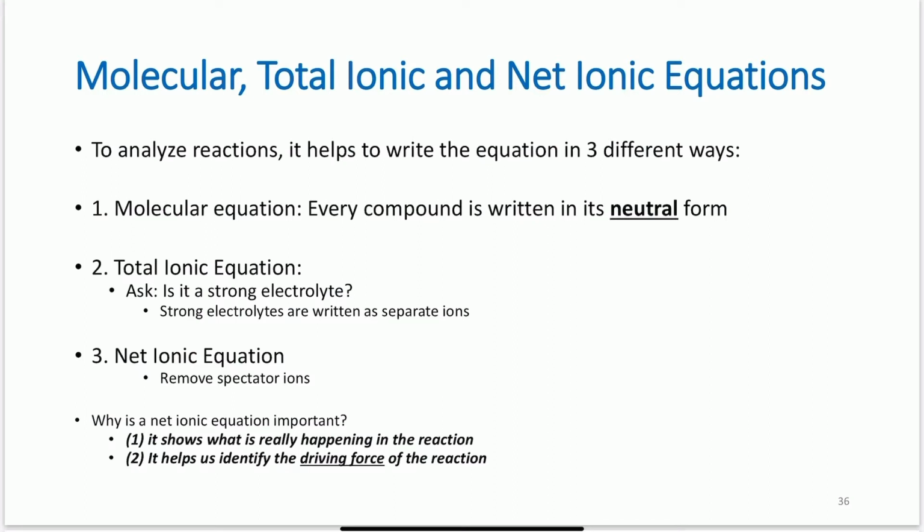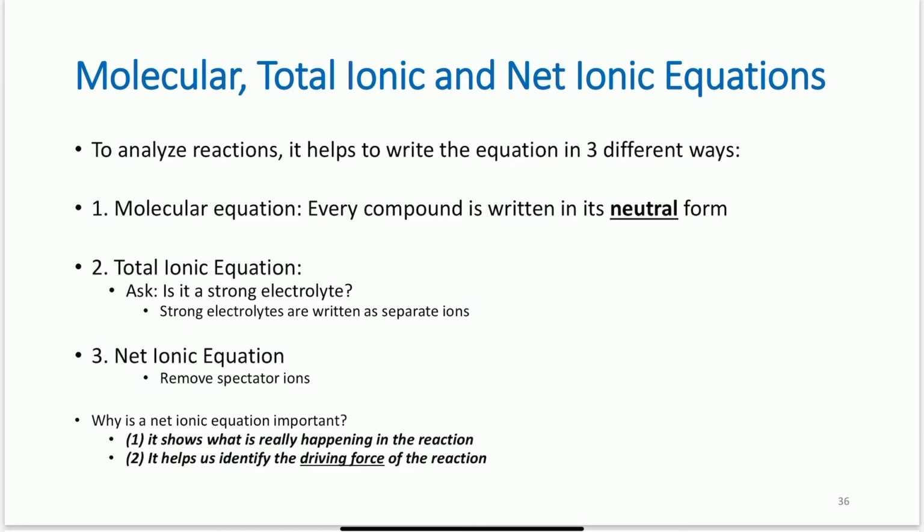But total ionic and net ionic equations are important because total ionic shows us everything that's in solution, whether they be spectators, meaning that they're not participating in any sort of the reaction, or the actual ions that are participating. But net ionic equations are really important because they show us what we call the driving force of the reaction. They're showing us what's happening and why. So molecular equation, every compound is written in its neutral form.